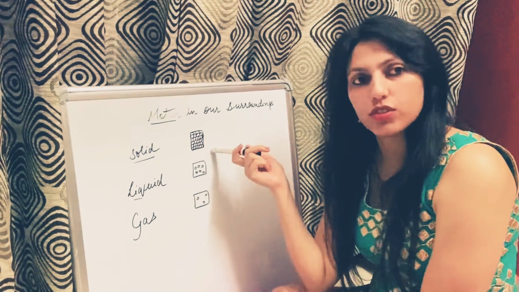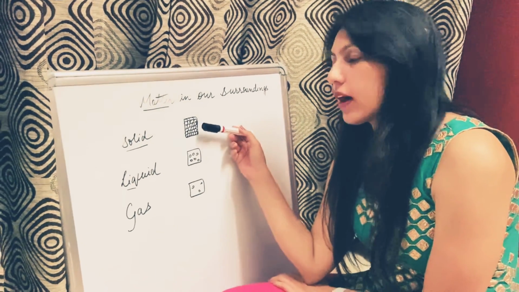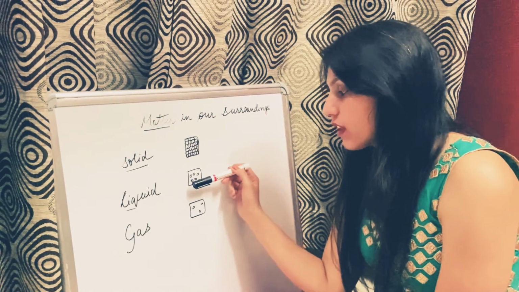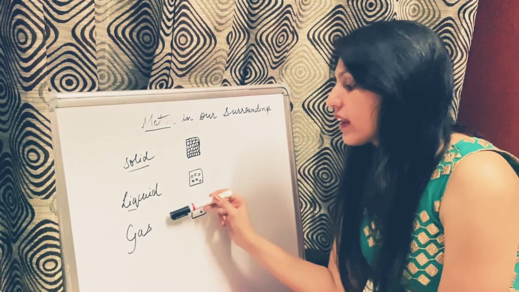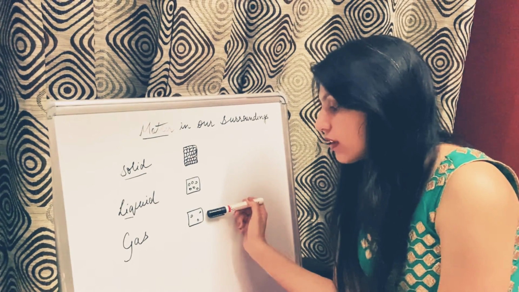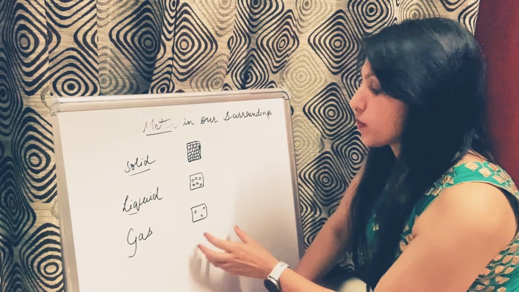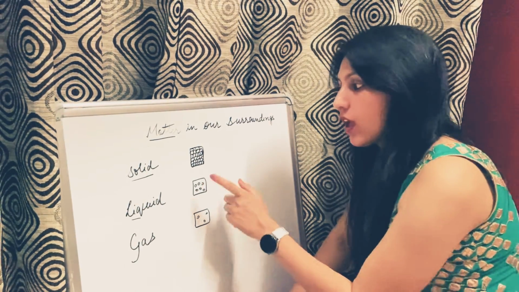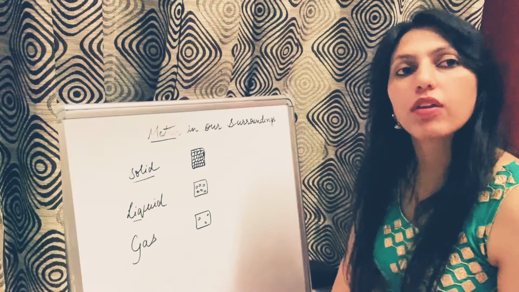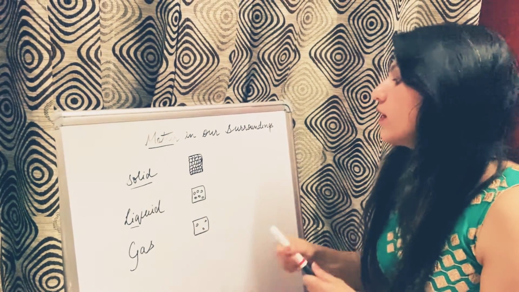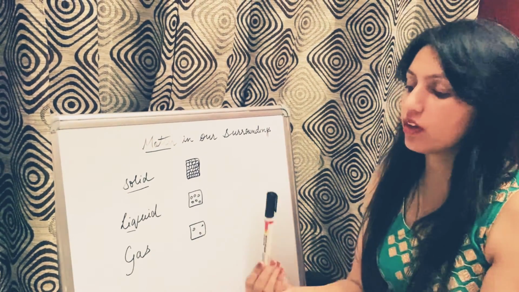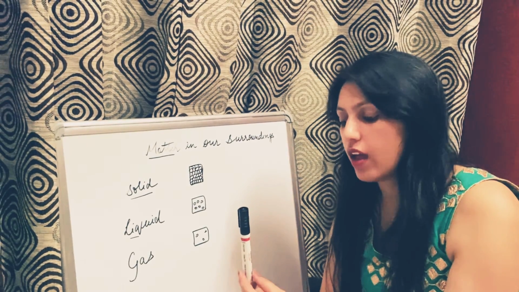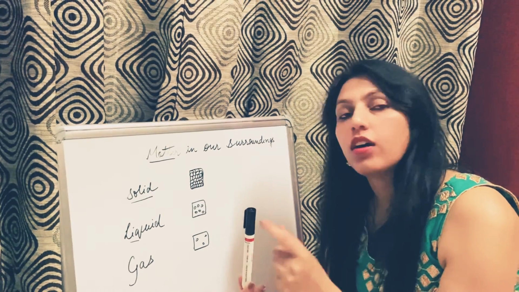Now look at this picture. The molecules, or you can say the particles, inside the solid are tightly packed. In the liquid there is a space between the particles, and in the gases also there is a space between the particles, and there is much more space between the particles in the gases as compared to the liquid. Now if we talk about their shape and volume, solids have a definite shape. Like this marker, it has a definite shape and some volume.